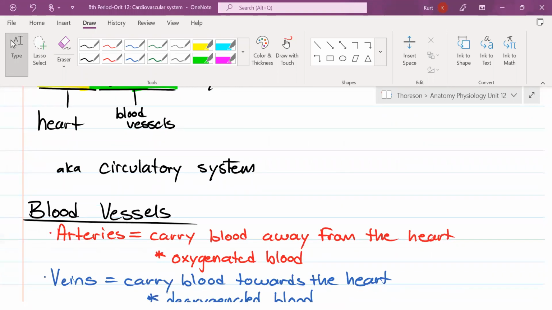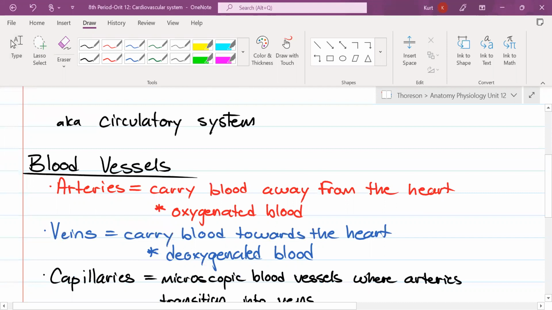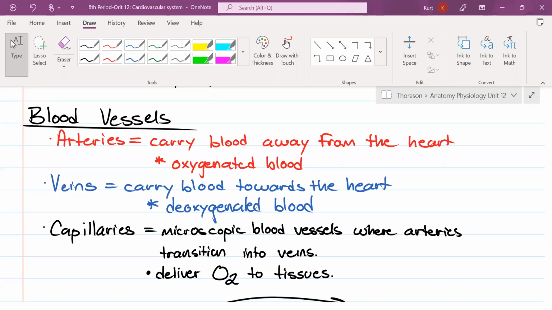As I just said, another name for your cardiovascular system is the circulatory system. They're the same thing. You have three different types of blood vessels. You have arteries, veins, and capillaries. Arteries carry blood away from the heart, and they traditionally carry oxygenated blood. Veins carry blood towards the heart, and they carry deoxygenated blood.